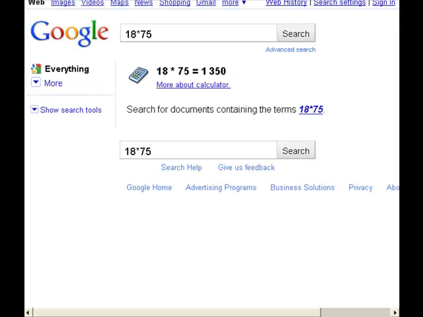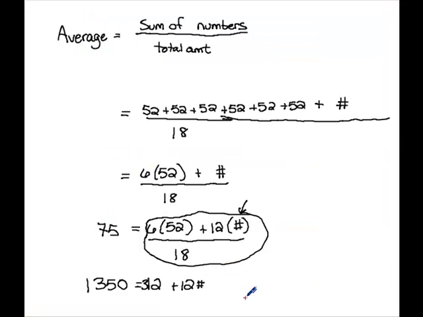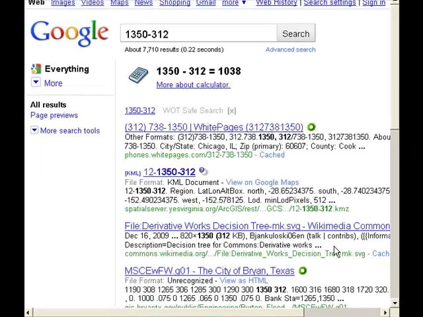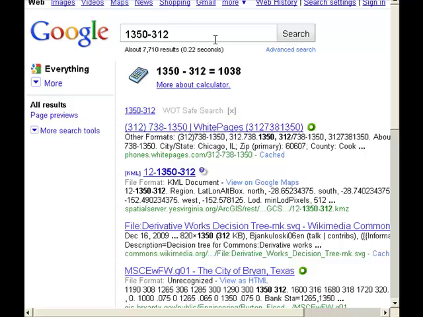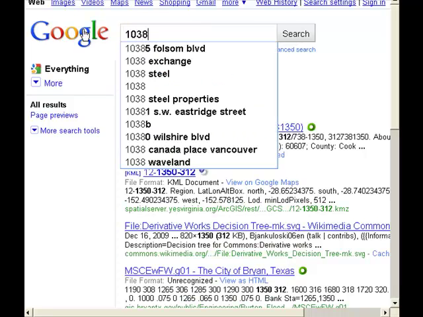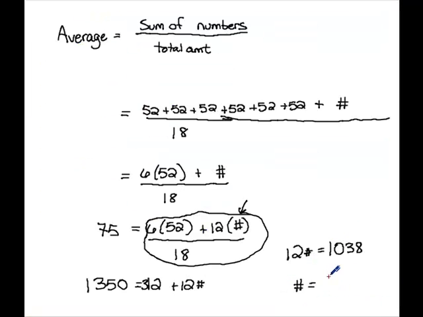So let me go back over here. 1350 minus 312 gives me 1038. So 12 times the number is equal to 1038. And finally, divide both sides by 12. So 1038 over 12, and I get 86.5. Or $86.50 actually, since we're talking money.